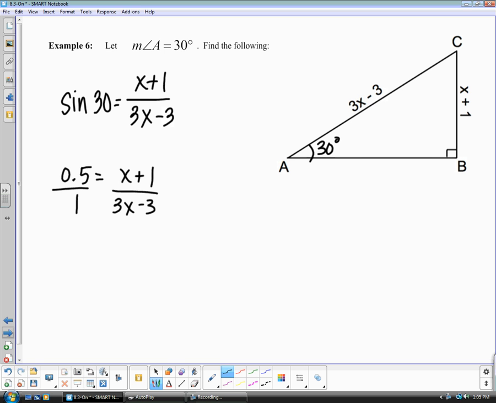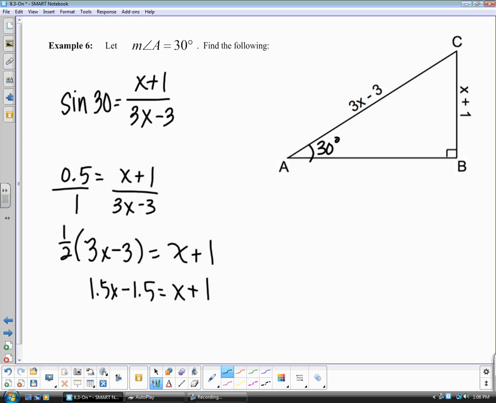Create a proportion and cross multiply. We're going to have 1/2 of 3x minus 3 is equal to x plus 1. So distribute your 1/2, 1.5x minus 1.5 equals x plus 1. Okay, x is on one side, numbers on the other.